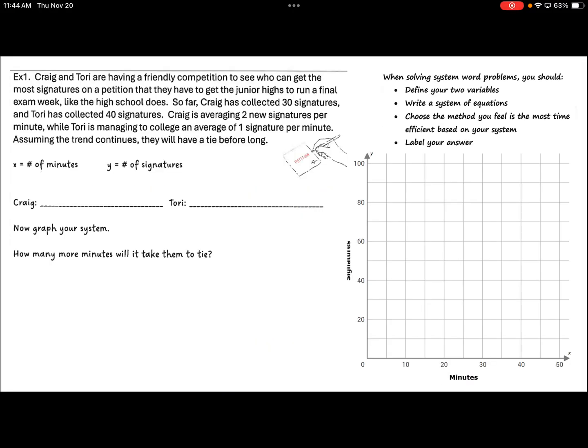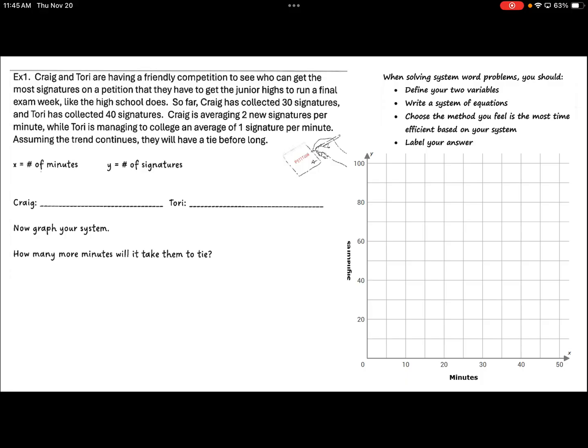So the first one we're going to try to solve using the graphing method. It says Craig and Tori are having a friendly competition to see who can get the most signatures on a petition to get the junior highs to run a final exam week like the high school does. So Craig has collected 30 signatures. Tori has collected 40. Craig is averaging 2 new signatures per minute. Tori is managing to, I think it's supposed to say collect, not college, to collect an average of 1 signature per minute. Assuming the trend continues, when will the tie happen?